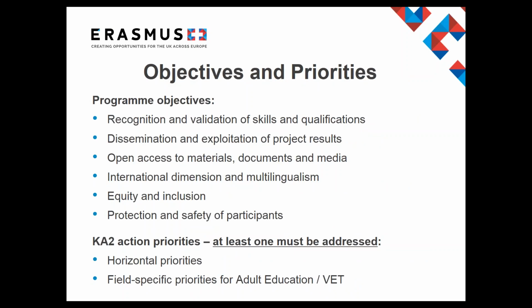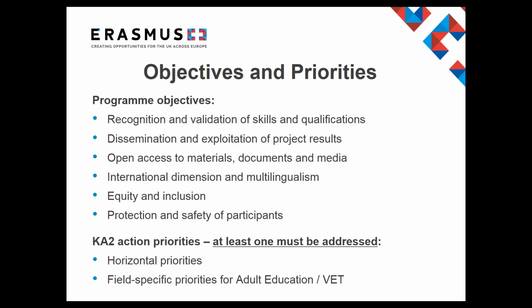It is important to be aware of the program objectives and the Key Action 2 field-specific and horizontal priorities when developing your project. Information about the program objectives can be found in Part A of the Erasmus Plus Program Guide, but we will be giving you a brief overview. Firstly, recognition and validation of skills and qualifications. For example, by using Europass or the European Credit System for Vocational Education and Training, known as ECVET, to validate the learning outcomes from your project.